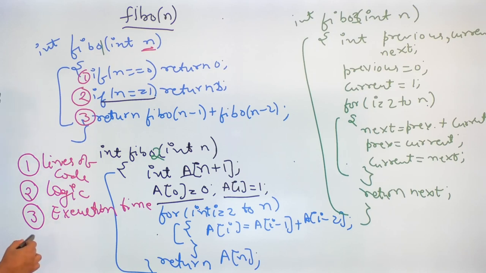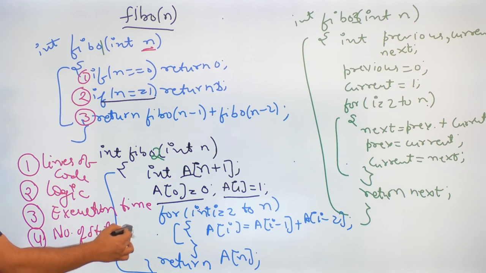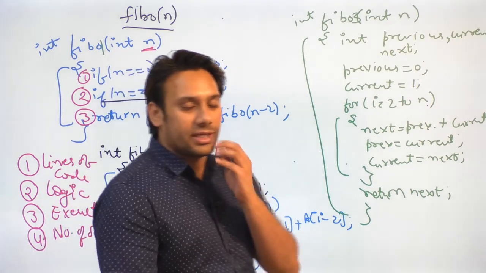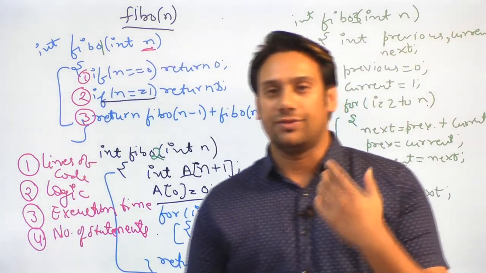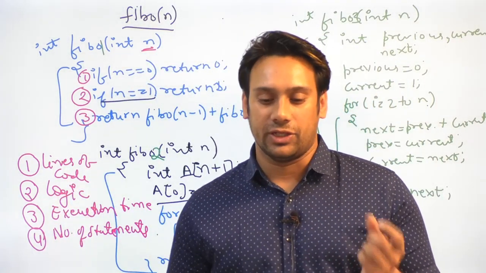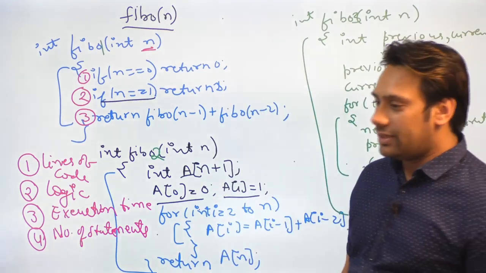But then there is one more way here, that is the number of statements that are being executed. So this number of statements is actually very different as compared to lines of code. The number of statements hai woh lines of code se kaafi different hai, number of lines of code is very different and number of statements is different, ye do alag alag cheezein hain, okay?